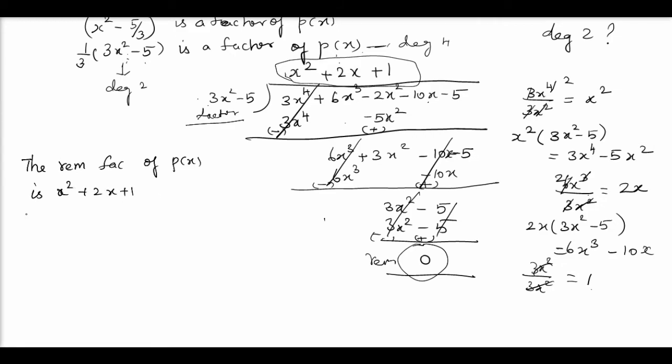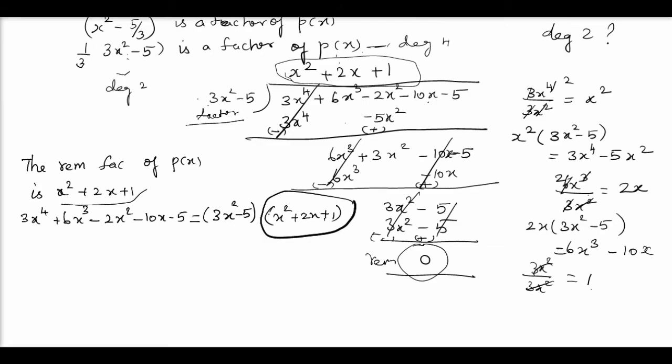That is our p of x, that is the given polynomial 3x power 4 plus 6x cube minus 2x square minus 10x minus 5, is equal to the first factor. We have got it by multiplying the factors formed by the given zeros. So we get 3x square minus 5 and the remaining factor we have obtained by division, that is x square plus 2x plus 1. Okay. Now in order to get the remaining two zeros, I will factorize this polynomial using the splitting method, right?